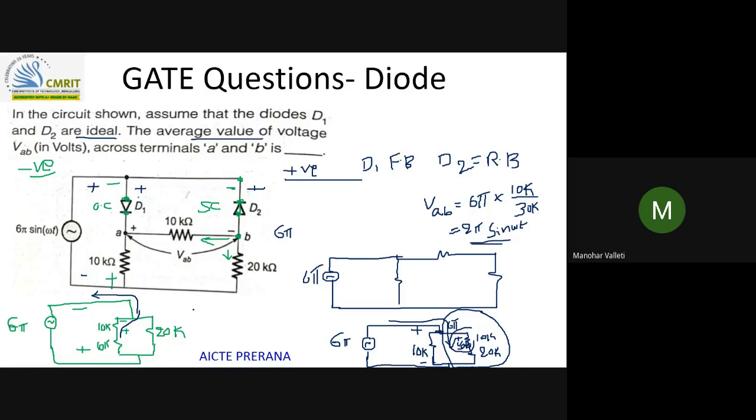So based on that and applying the voltage division rule, 6 pi multiplied by 10K by 20K, I will get 3 pi, but obviously the sign will be different from the previous because the current directions were different. 3 pi sin omega t. Fine. Now you need to find the average value for that waveform. To find the average value.